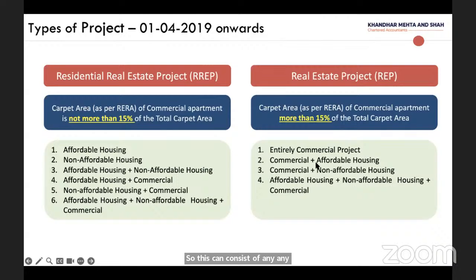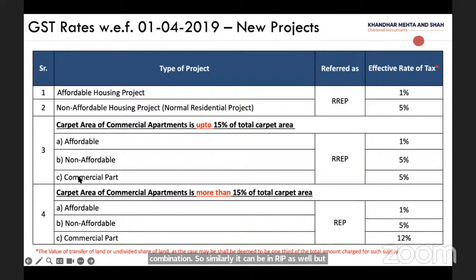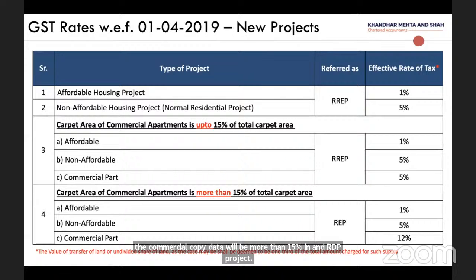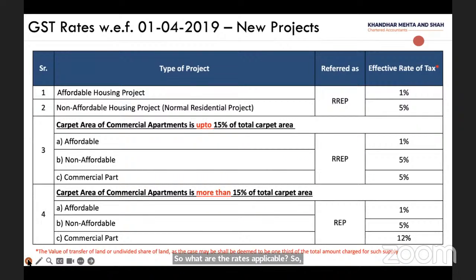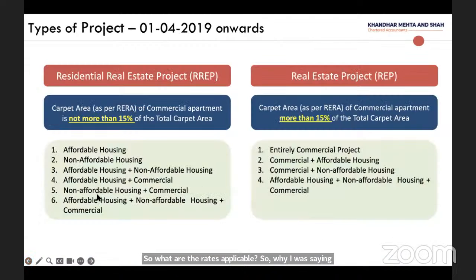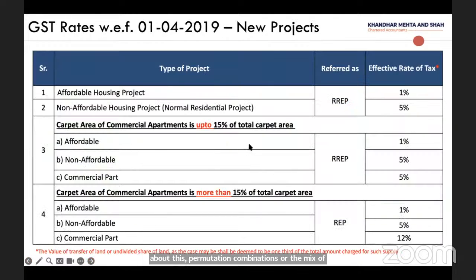Similarly, it can be in REP as well, but the commercial carpet area will be more than 15% in an REP project. So what are the rates applicable? Why I was saying about these permutation combinations, or the mix of affordable and non-affordable, is because the applicability of rate will be like this. If a project is an RREP, an affordable housing project, then affordable housing would be 1%. Non-affordable, that is a normal residential project, would be 5%. RREP means residential real estate project.